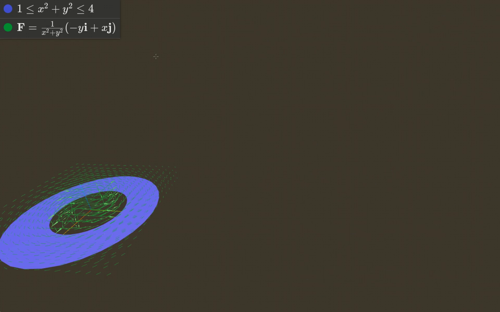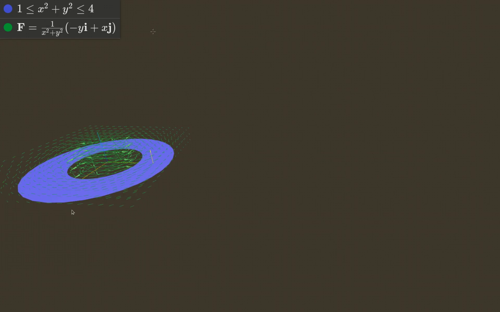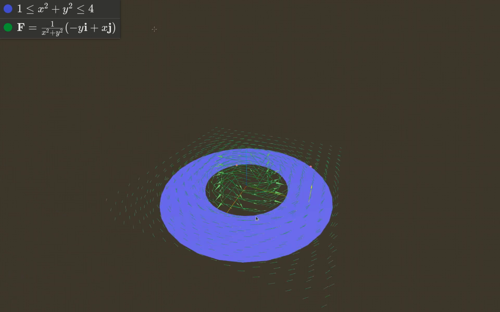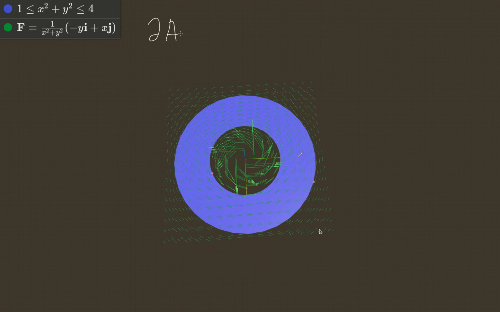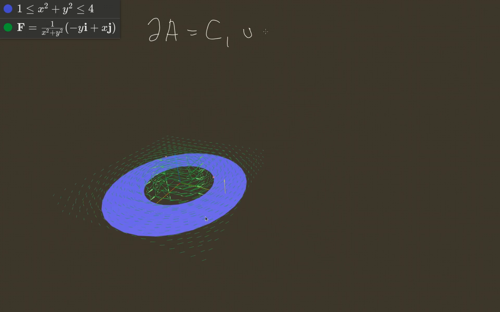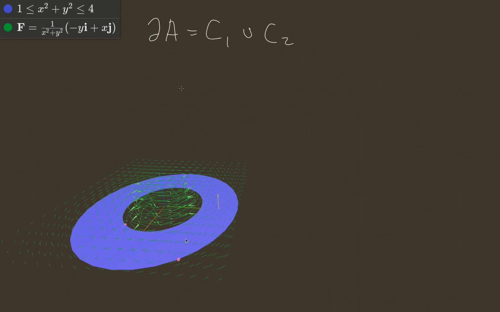So we'll parameterize the boundary. Actually, first let me make a comment. If we orient the surface like this, the annulus with normal vector pointing up, then remember that the induced orientation on the boundary is going to be counterclockwise on the outer circle, but clockwise on the inner circle. So the boundary of A is C1 union C2.